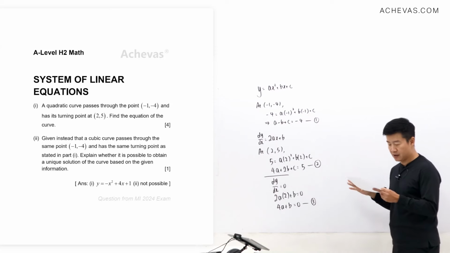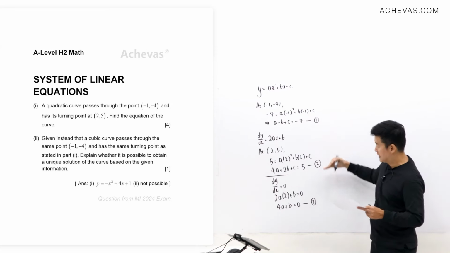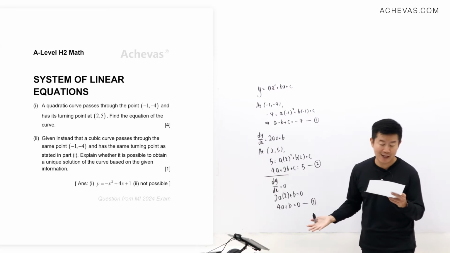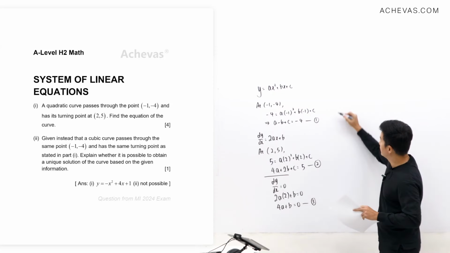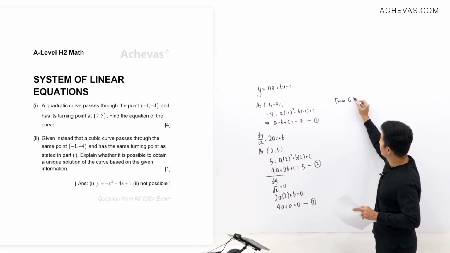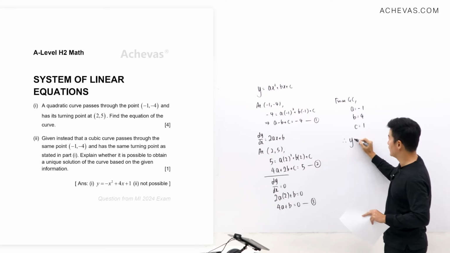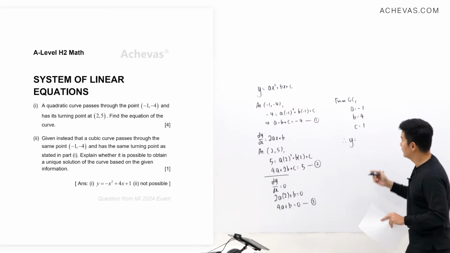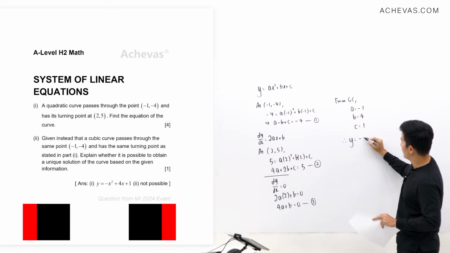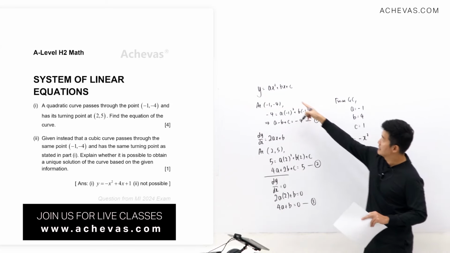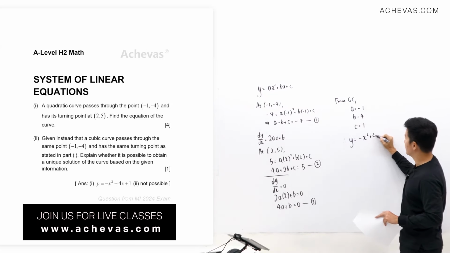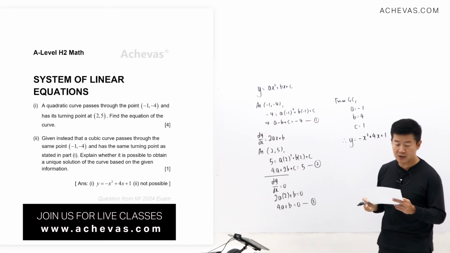So using our graphing calculator, we can solve this as a set of linear equations. So pressing into our calculator, from our graphing calculator, we can find the value of a to be equal to -1, b is equal to 4, and c is equal to 1. Therefore, the equation of this quadratic curve is y equals -x squared, then plus b, which is 4, so plus 4x, c is going to be equal to 1. This is for part 1.